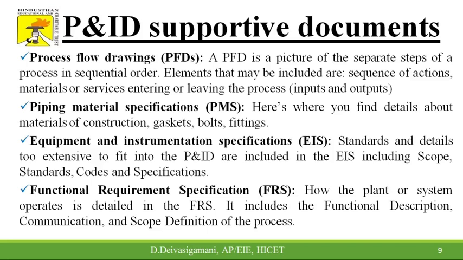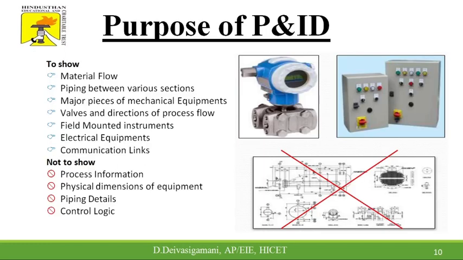These are the supporting documents which are needed to prepare for P&I diagrams. First one is process flow drawings. It includes all the information in industry from input level to all the sequence, input level to functions, all has been arranged in this order. Then material specifications, equipment, instrumentation specifications, functional requirement specifications. So these are the documents which are needed to prepare for P&I diagrams. It gives what are the details to show and not to show in P&I diagrams.